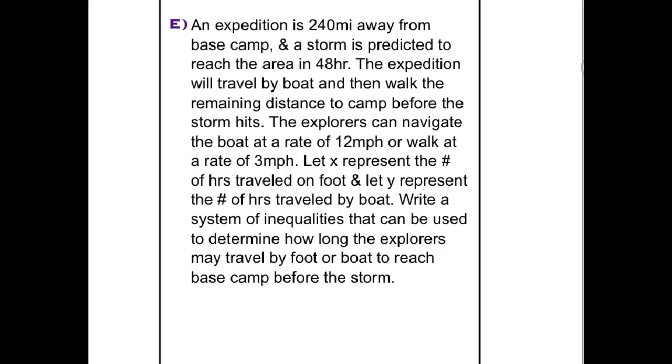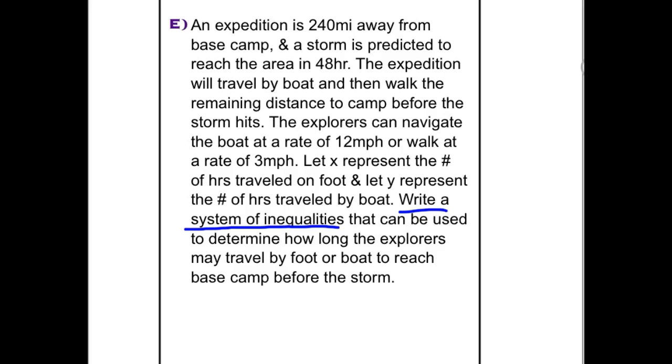The explorers can navigate the boat at a rate of 12 miles per hour or walk at a rate of 3 miles per hour. We want to let X represent the number of hours traveled on foot and Y represent the number of hours traveled by boat. We want to write a system of inequalities that can be used to determine how long the explorers may travel by foot or boat to reach the base camp before the storm. Now, note, it says we are going to write the system of inequalities. We are not going to solve, we're just writing.